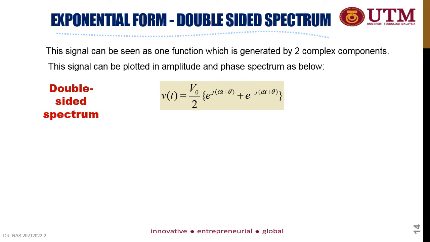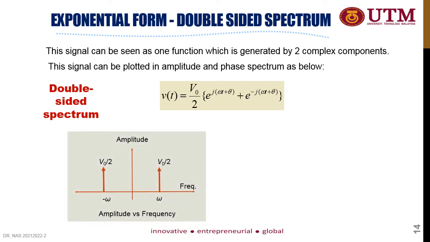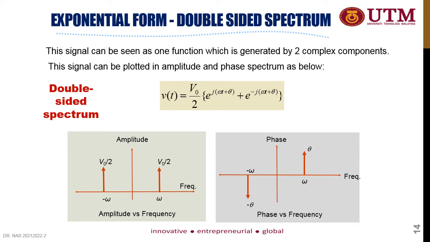If you have an equation in exponential form, you may plot a double-sided spectrum, both for the amplitude and the phase. If you still remember, in trigonometric form you only have a single-sided spectrum. What does single-sided mean? It means that you have all the components on the right-hand side, omega naught, 2 omega naught, and so on, for the amplitude, and the same goes for the phase. So this is single-sided.